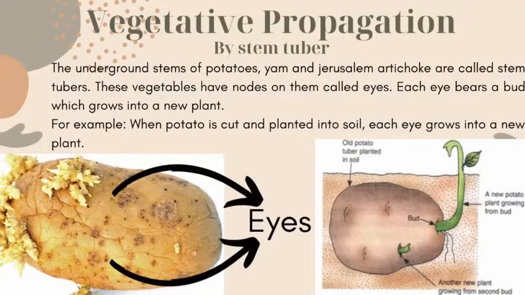Propagation by stem tuber. The underground stems of potatoes, yam and Jerusalem artichoke are called stem tubers. These vegetables have nodes on them called eyes. Each eye bears a bud which grows into a new plant. For example, when a potato is cut and planted into soil, each eye grows into a new plant.